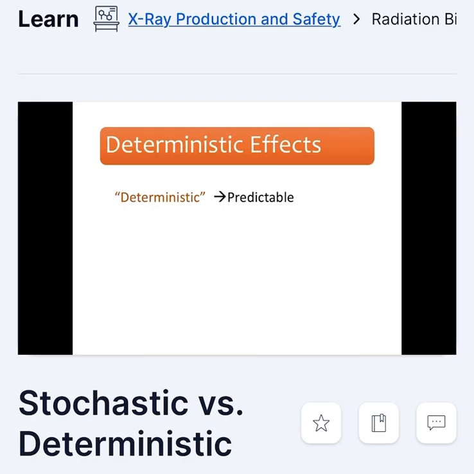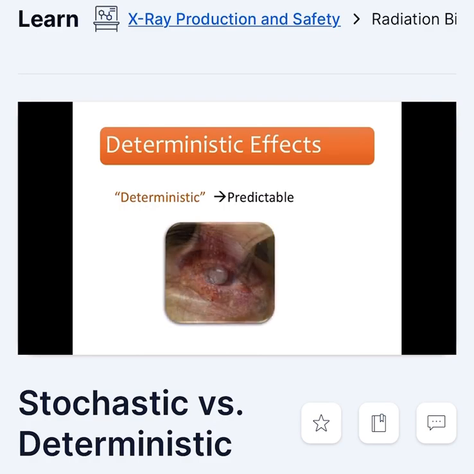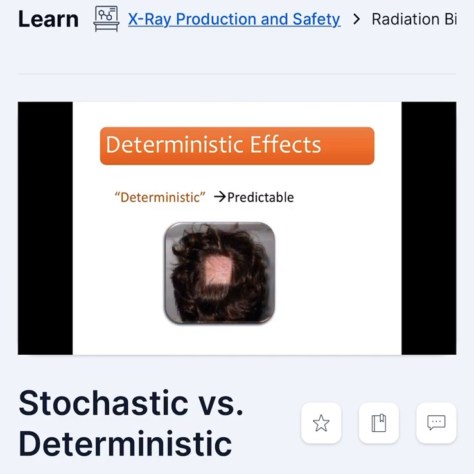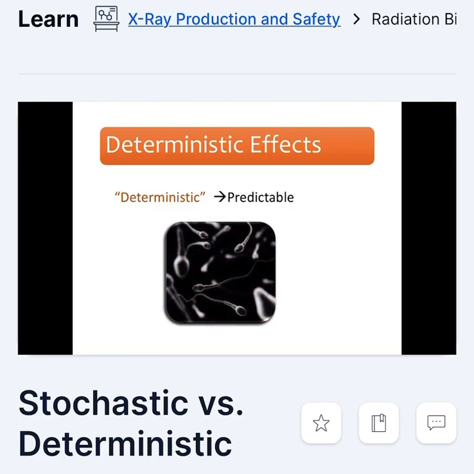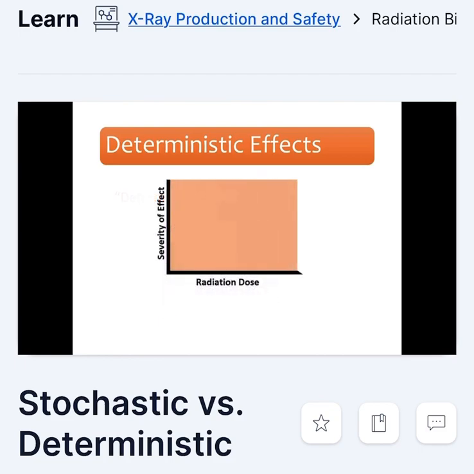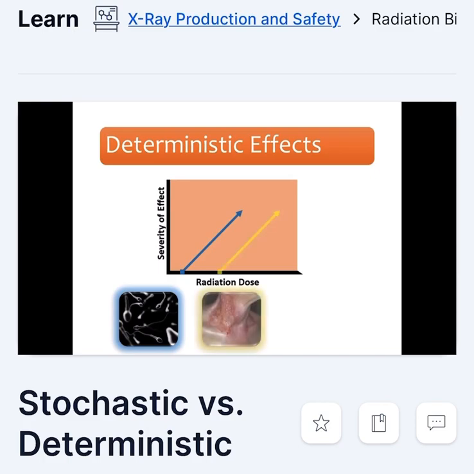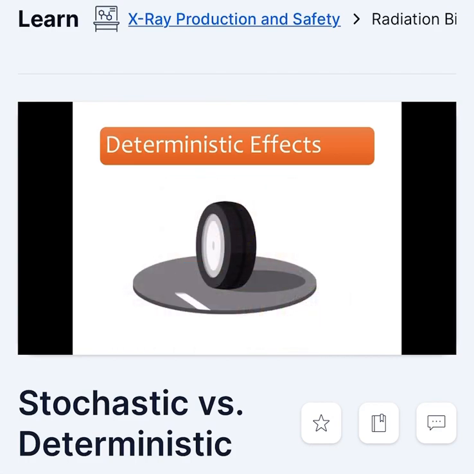Deterministic effects include things like cataracts, skin erythema, epilation, and decreased sperm count. All of these effects occur only at specific dose thresholds. For example, diminished sperm count occurs only at a radiation dose of 150 milligray or higher. Compare that to skin erythema, which occurs only at 2,000 milligray or higher, and hair loss, which occurs only at 3,000 milligray or higher.